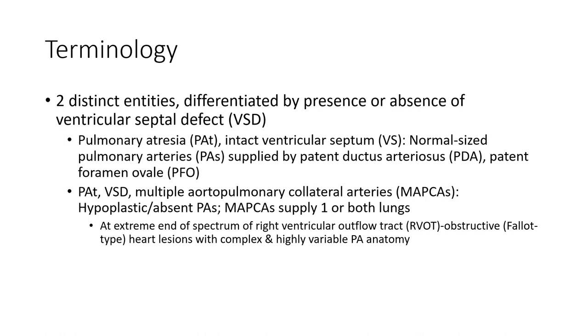Terminology: two distinct entities differentiated by presence or absence of ventricular septal defect. Pulmonary atresia with intact ventricular septum: normal size pulmonary artery supplied by patent ductus arteriosus, patent Coleman ova.